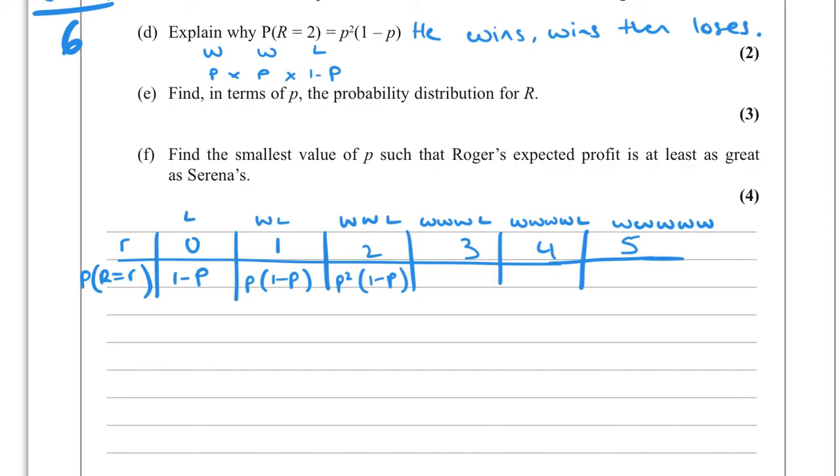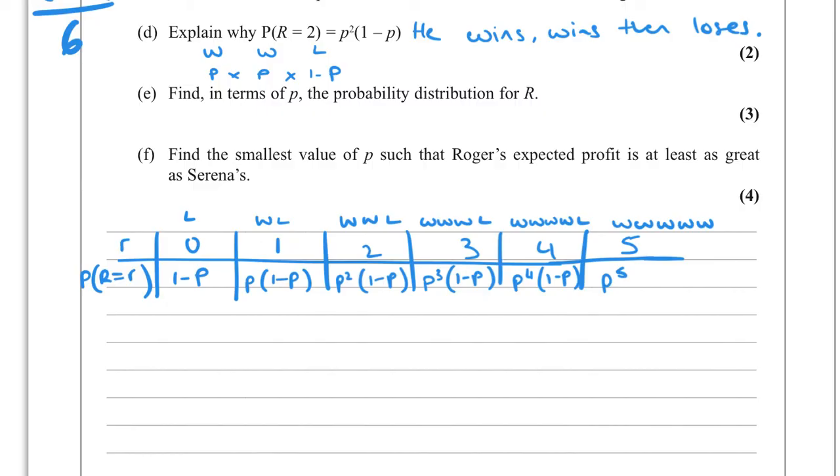So what do we think win, win, win, lose is? Yeah, P cubed 1 minus P. Win, win, win, win, lose? P to the 4 1 minus P, and then P to the 5 1 minus P. Is that right? No. We don't have the 1 minus P at the end. Don't get carried away. Because this is win, win, win, win, win. There's no losing, is there? The tournament's over after 5. So, 3 marks just for that. Would you say that was good? Yeah, I do.